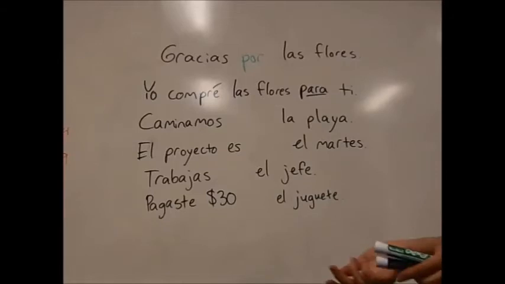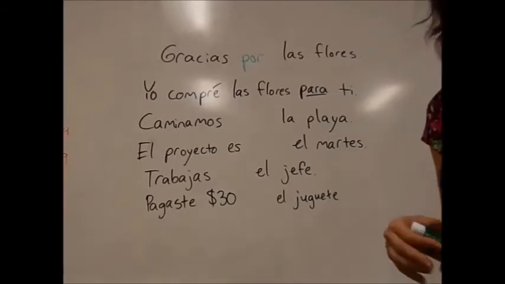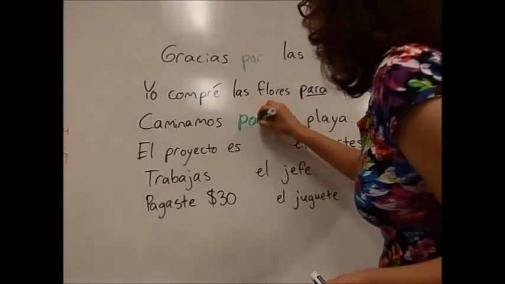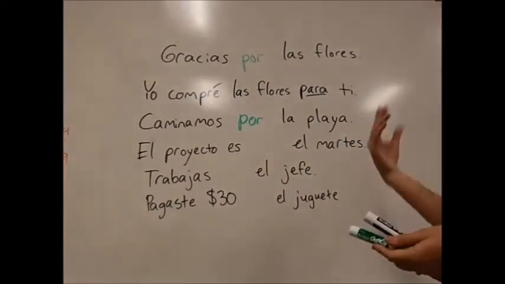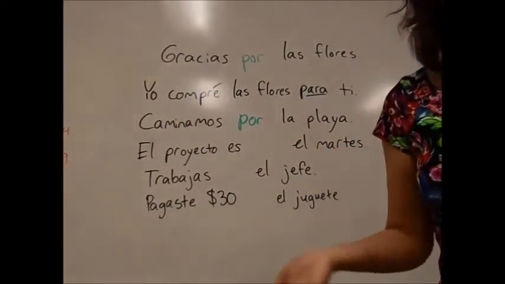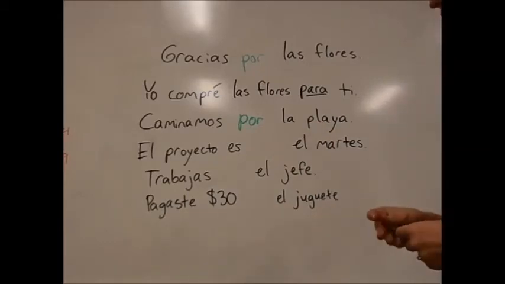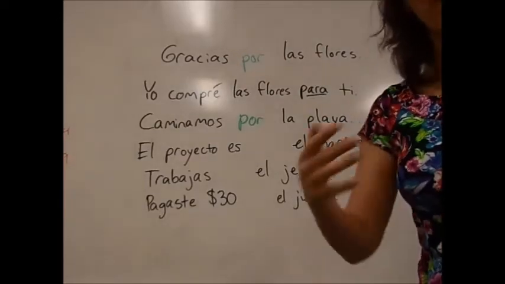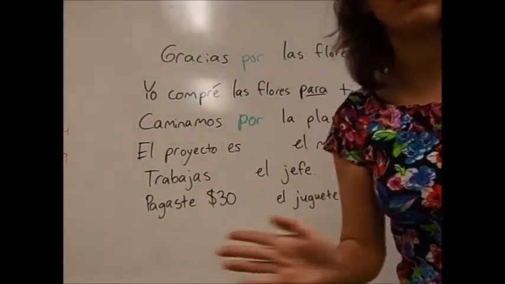Número 3. Caminamos la playa. This one is por. It's indicating where the person walked around, where the person traveled through. It's explaining where the people walked. Where did they travel around? Where did they travel through?